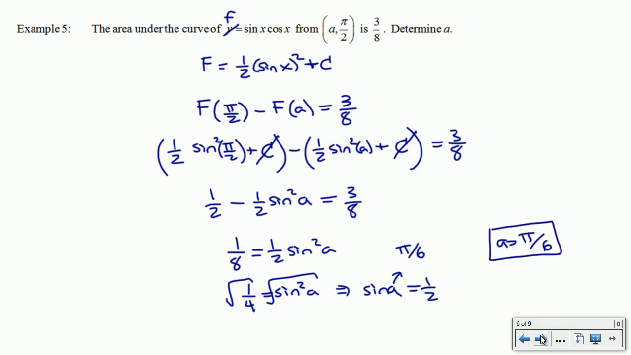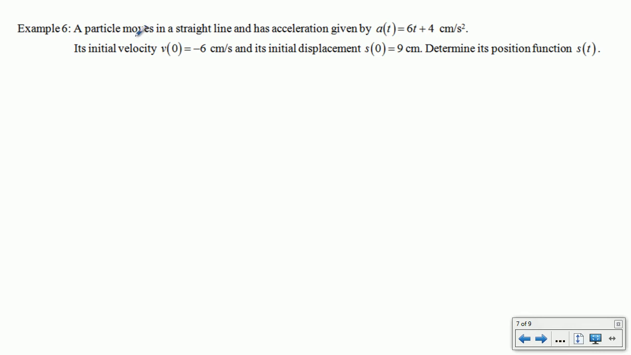So on to our next example, number 6. A particle moves in a straight line and has an acceleration given by this function. Its initial velocity is this, and its initial displacement is this. Determine the position function. So with this question, we need to know how displacement and velocity and acceleration are related. So the derivative of displacement is velocity, and the derivative of velocity is acceleration. Or in other words, the slope of displacement is velocity, and the slope of velocity is acceleration.